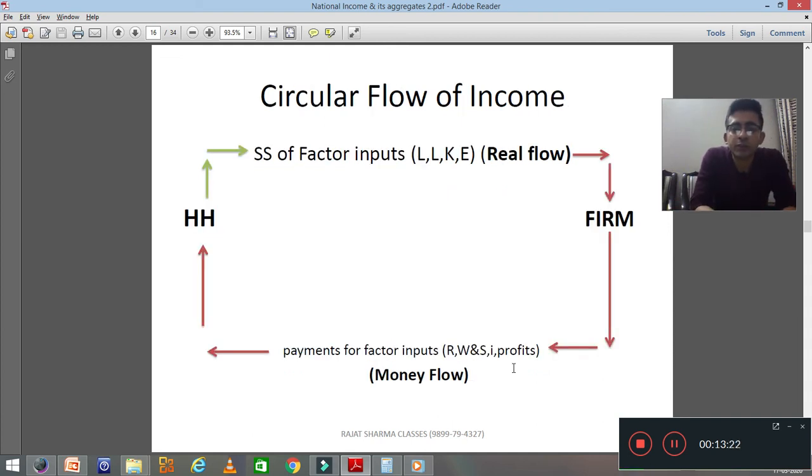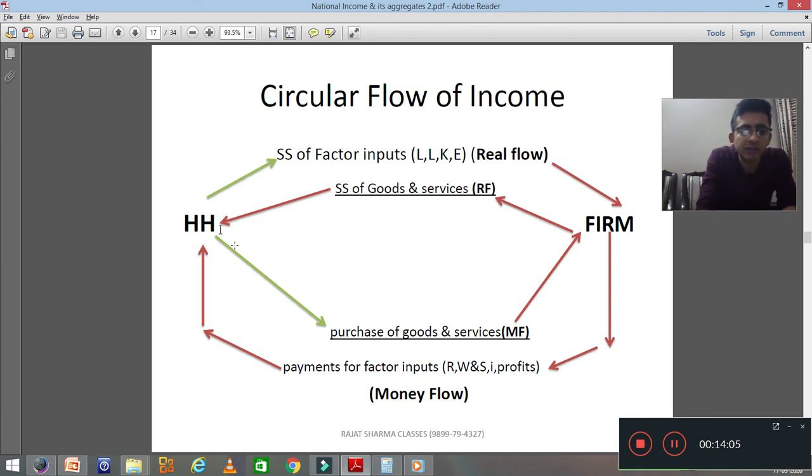Now, circular flow of income between household and firm, between the two sector economy. This is in your syllabus, very important question. Household and firm, circular flow of income. So initially, household supplies the factor inputs such as land, labor, capital, entrepreneur, which are the real flow, to the firm, and in return the firm pays the money value, the payments for factor inputs, that is the rent, wages, salaries, interest, and profits, and they're paying the money back to the household. That is a money flow. So they give a real flow and they receive a money flow.